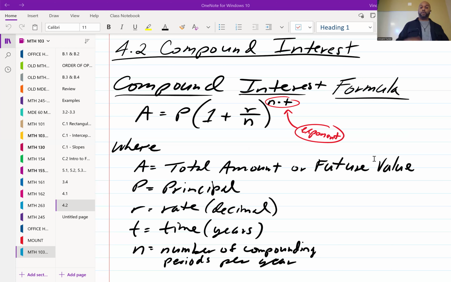We're going to be using the same letters, but we're going to introduce a new one, which is N. A is your total amount or future value. P is your principal. R is your rate. T is your time. And N is the number of compounding periods per year, so just how many times the interest rate is going to be applied to the money per year.